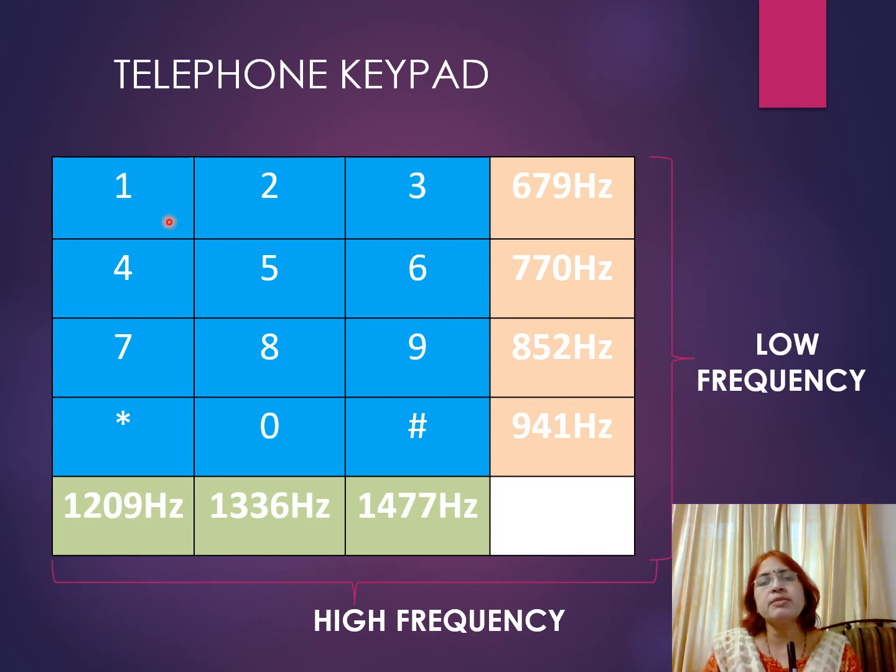So what is our principle? We are going to record the sound signal after pressing each key, and that sound signal will be processed to find out the two frequencies associated with that sound signal. And then using those frequencies, we are going to identify which key has been pressed.